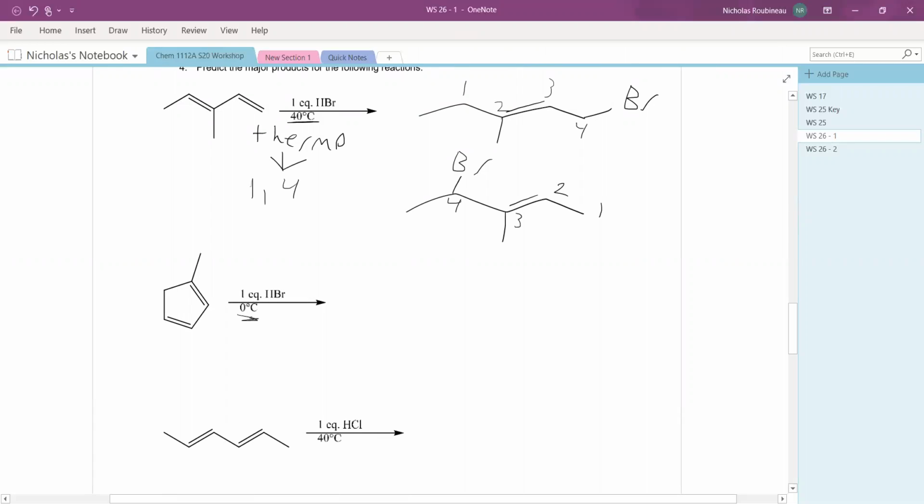Great, so 0 degrees Celsius, we already established that 40 is usually thermodynamic, so this is going to be under kinetic control, which means we're going to see the 1,2 product. So we're just going to see the product we're used to seeing when we react HCl or HBr with a double bond.